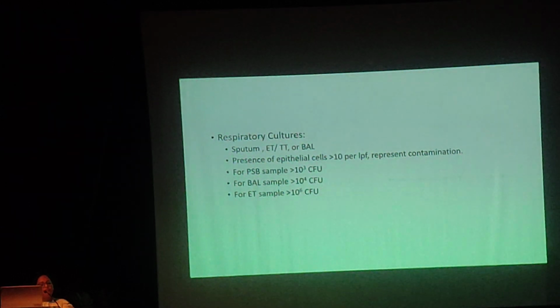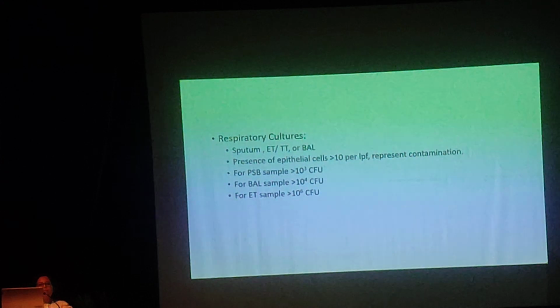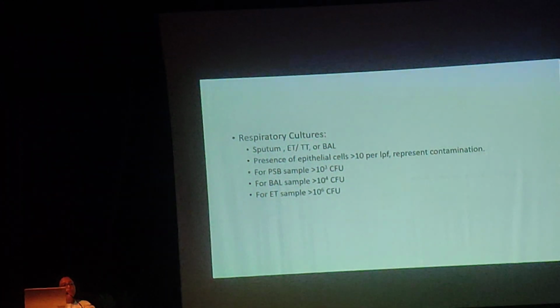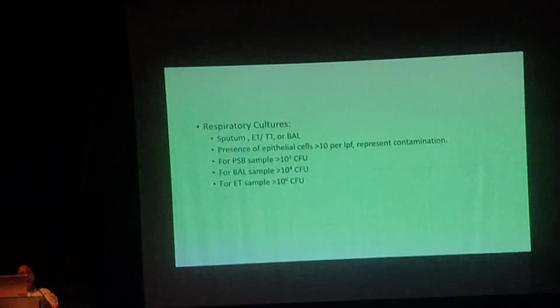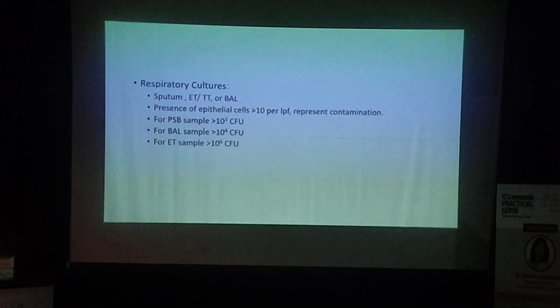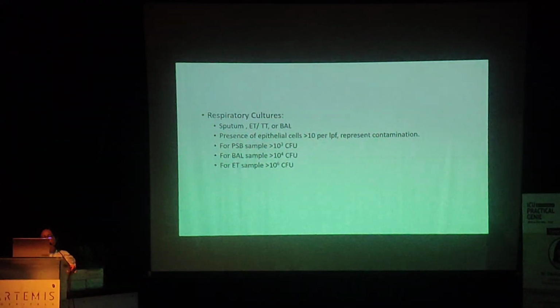For detecting whether it is a true infection, if we collect the specimen through protected specimen brush, then colony counts more than 10 to the power 3 colony forming units indicate infection. If we collect through bronchoalveolar lavage, more than 10 to the power 4 colony forming units signify infection. For an endotracheal sample, it is more than 10 to the power 6 CFU.